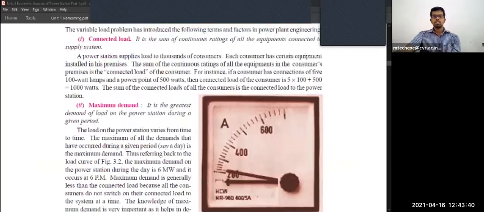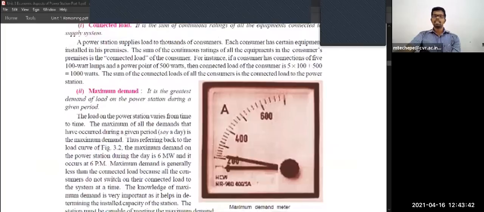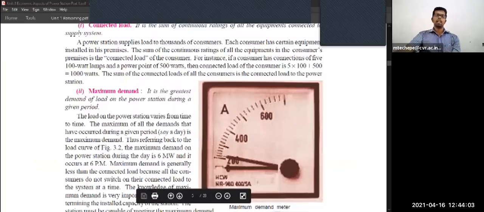This is the definition: the greatest demand of the load on the power station during a given period of time. Here we are analyzing for 24 hours. Sometimes 30 days data might be available, sometimes the whole year data might be available. It depends on which data you will be analyzing and which data you will be asked for.